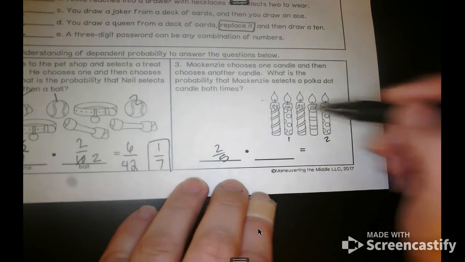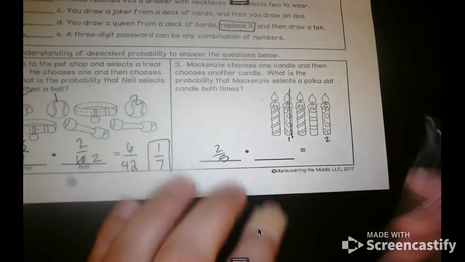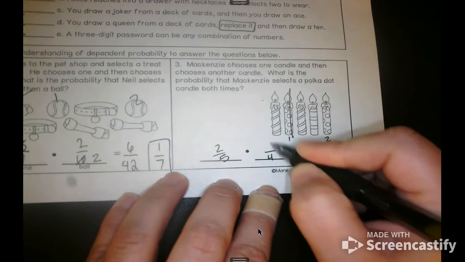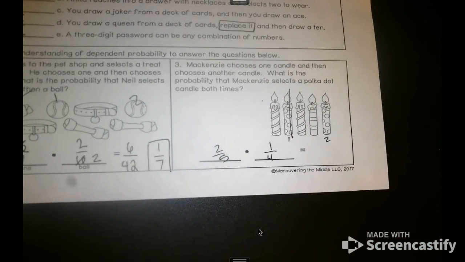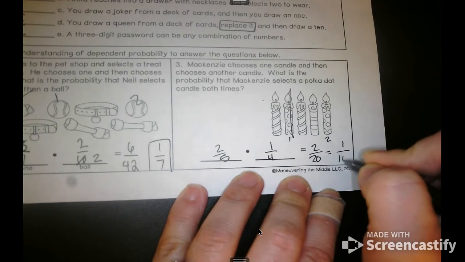So if I chose one the first time, how many do I have left total now? 4. Now I have a 1 out of 4 chance, right? Because I took one polka dotted candle away. So it goes to 2/20ths or 1/10.